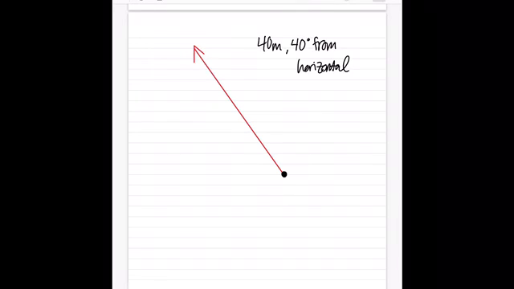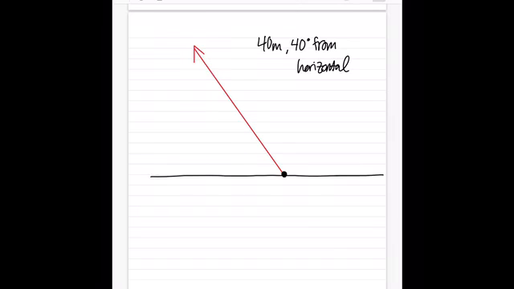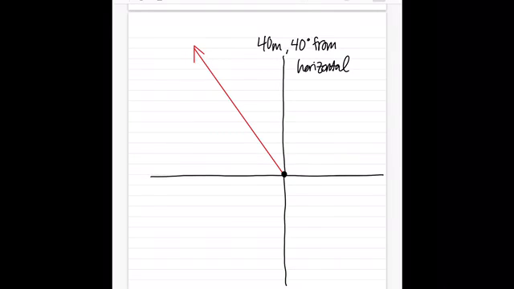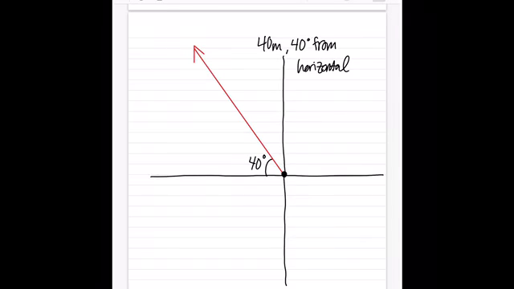The horizontal is X. So we know that this is our X, this is our Y. Okay, there's our coordinate plane. So this is 40 degrees from the horizontal. So here we go, 40 degrees from the horizontal.